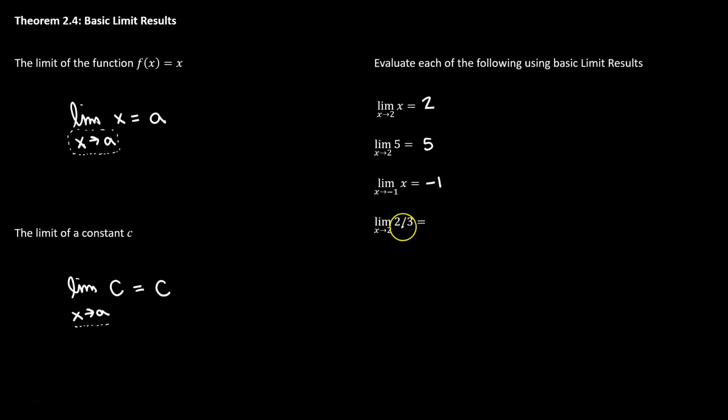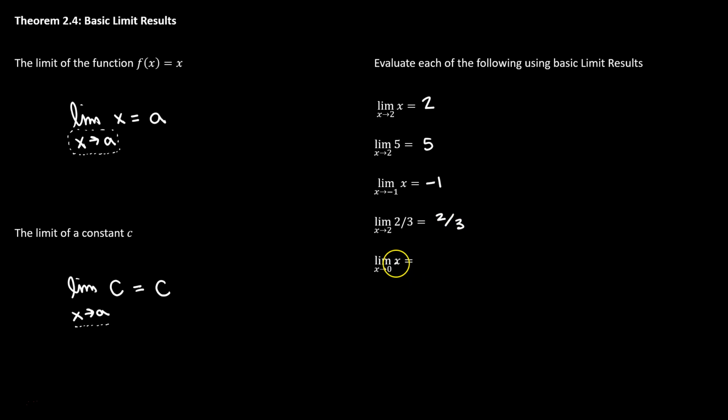Now I'm looking at the limit of a fraction. Although we don't typically like fractions in this area, a fraction's just a number. It's a constant. So 2/3 is 2/3 today, tomorrow, yesterday, whenever. X approaching 2 is not going to change what 2/3 is. So that limit is equal to 2/3.